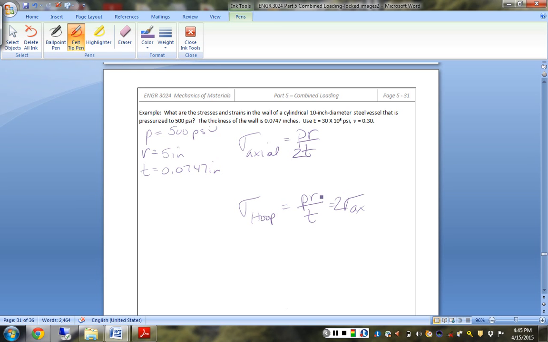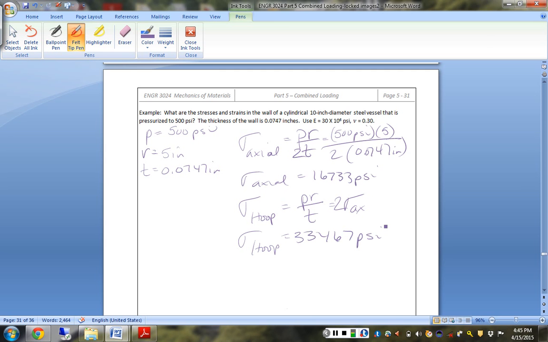All right. 0.0747, PR over 2T. What do we got? 500 psi times 5 over 2 times 0.0747. This is 16,733. And therefore the hoop stress is 33,467 psi. That's the forward problem. Given this situation, those are the stresses you expect in the wall. Hoop direction is around it. Axial direction is along it.